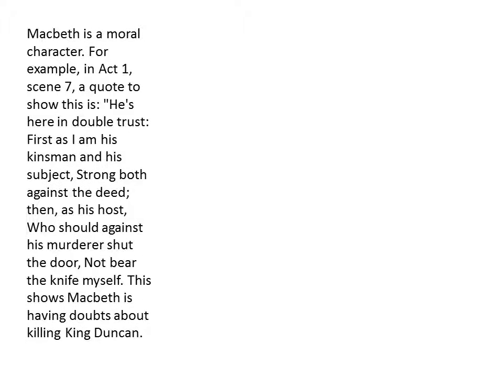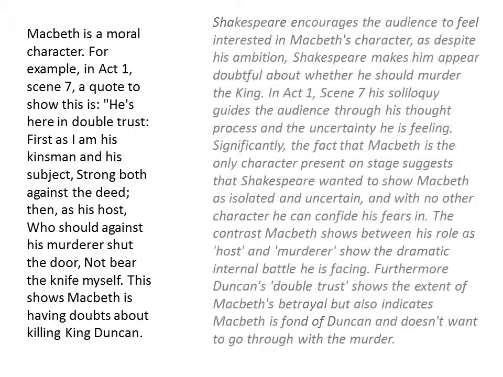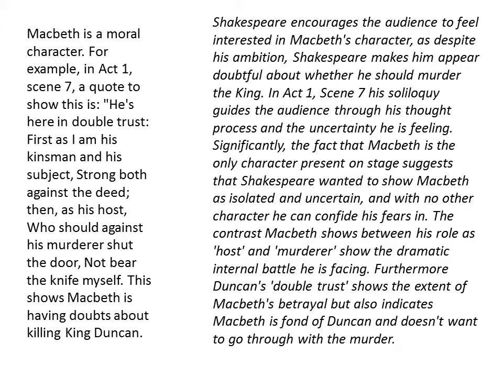So that's the original one that we looked at on the previous slide. And here's how you could improve it. Shakespeare encourages the audience to feel interested in Macbeth's character, as despite his ambition, Shakespeare makes him appear doubtful about whether he should murder the king. In Act 1, Scene 7, his soliloquy guides the audience through his thought process and the uncertainty he is feeling.